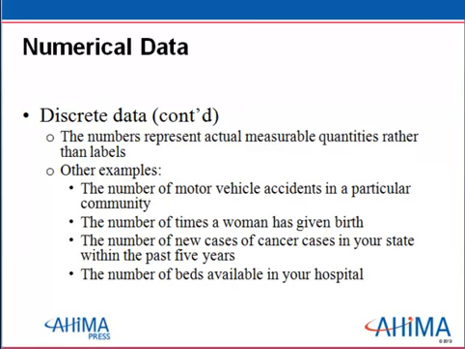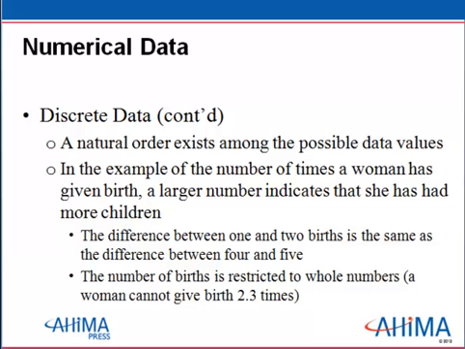These are just some more examples of discrete data. Again, these must be specified values. In discrete data, a natural order exists among the possible values. In the example of the number of times a woman has given birth, a larger number indicates she has more children. The difference between 1 or 2 births is the same as the difference between 4 and 5. For the most part, measurements on the nominal and on the ordinal scales are discrete.